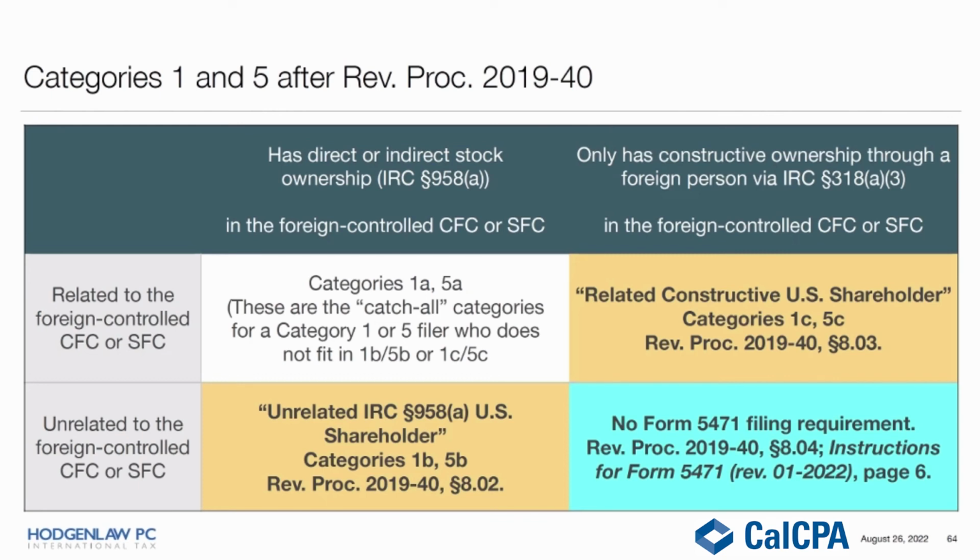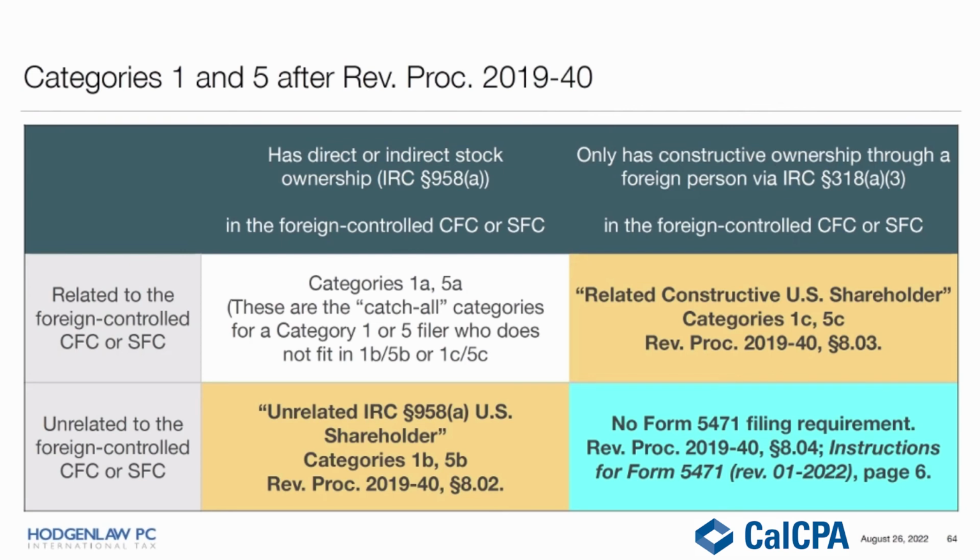So these are the things: I own stock. How do I own it? In what? One of these foreign controlled things. And then let's look at the row titles on the left. This is a question of, are you related or are you unrelated? And the matrix matching between these two things will tell you what category you fall into.